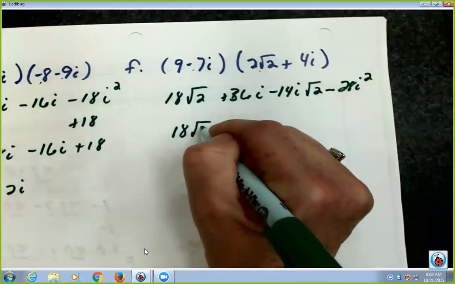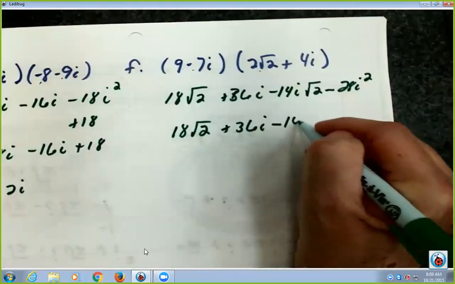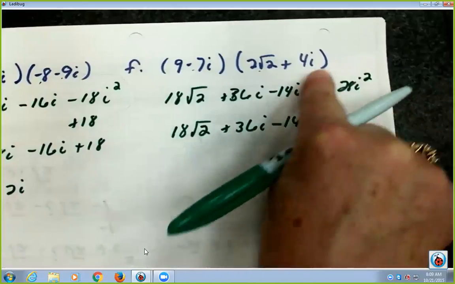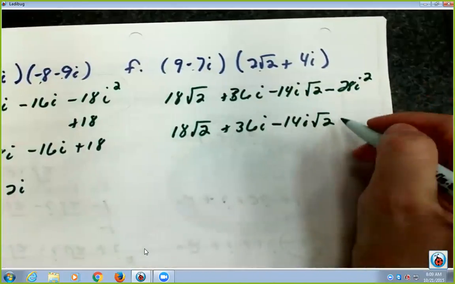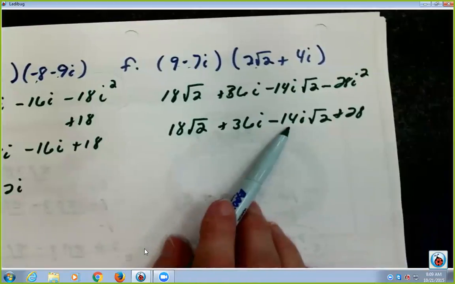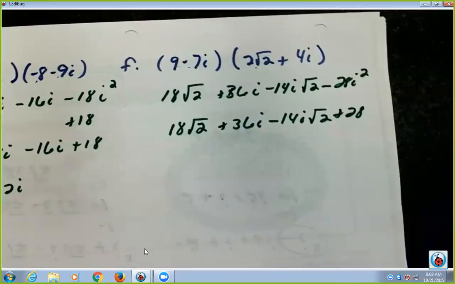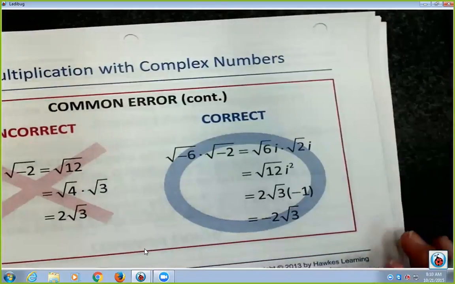So I'm left with 18 square root of 2 plus 36i minus 14i square root of 2. This is the only piece that changes. i squared is going to make it positive because a -1 times a -28 is a plus 28. And that's all you can do with it. I cannot put 18 and 14 together in here because this does not have an i and that does. So you've got to look at every little piece as you go through so that you get your pieces in there for what's happening with those.